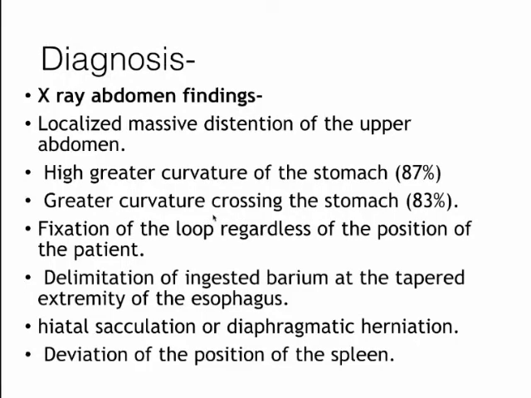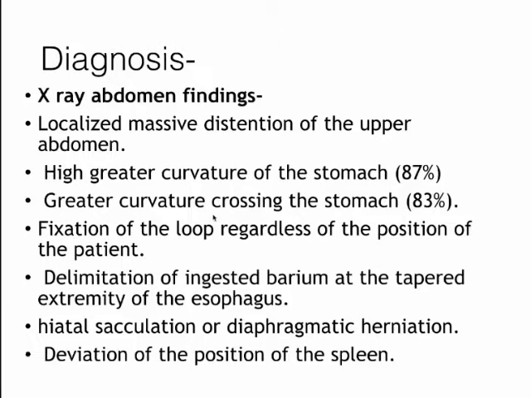Coming to the diagnosis part, the immediate diagnostic methodology is to do an X-ray abdomen. In X-ray abdomen, there are some classic findings. Clinically itself there will be localized massive distension of the upper abdomen, and in the X-ray there will be a high greater curvature of the stomach, and the greater curvature will be crossing the stomach border, and also there will be fixation of the loop regardless of the positioning of the patient. Even if you change the position and take an X-ray, the loop will be fixed.